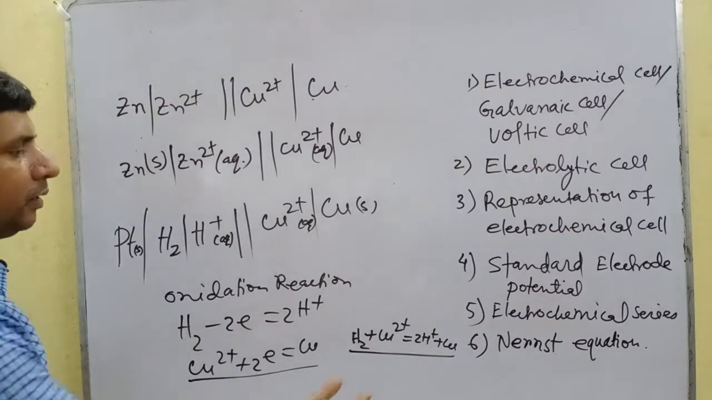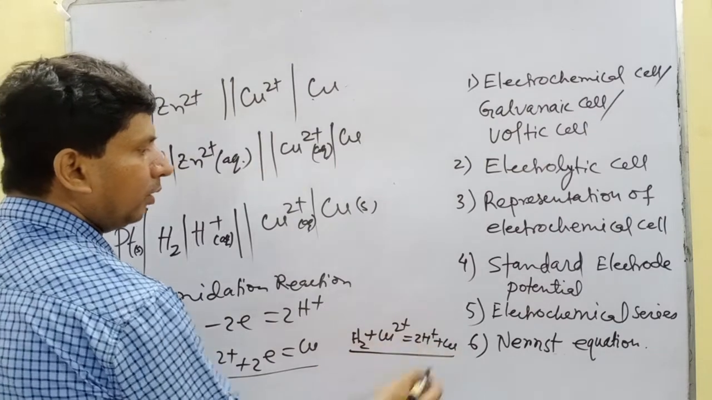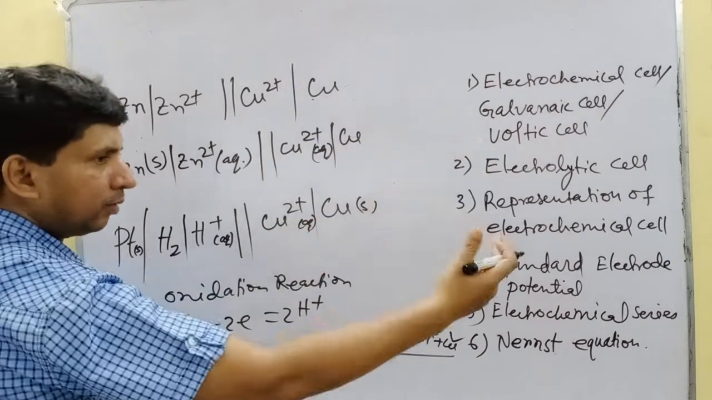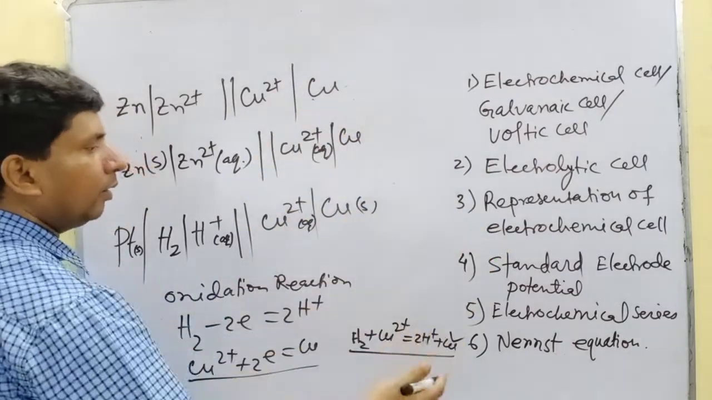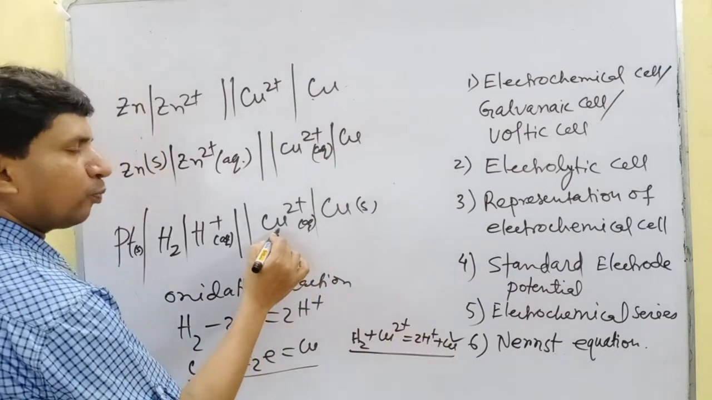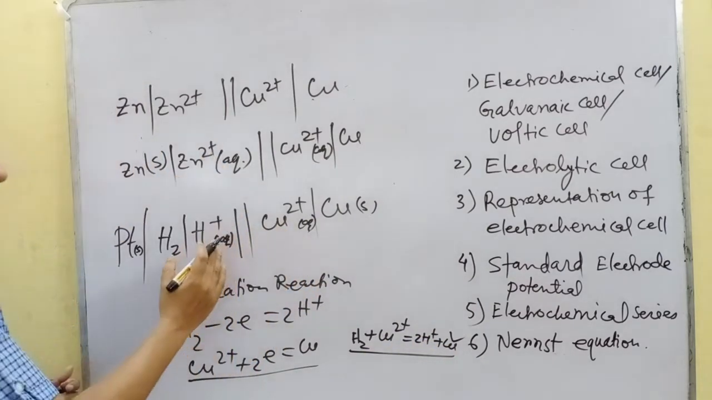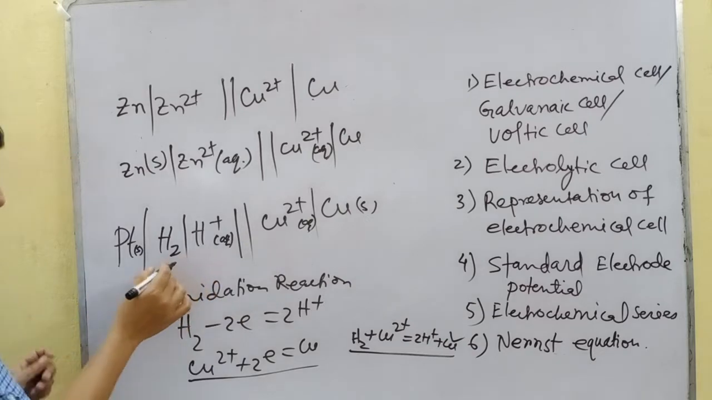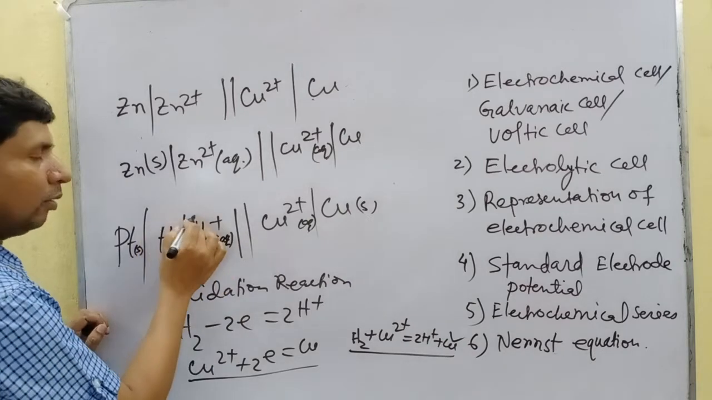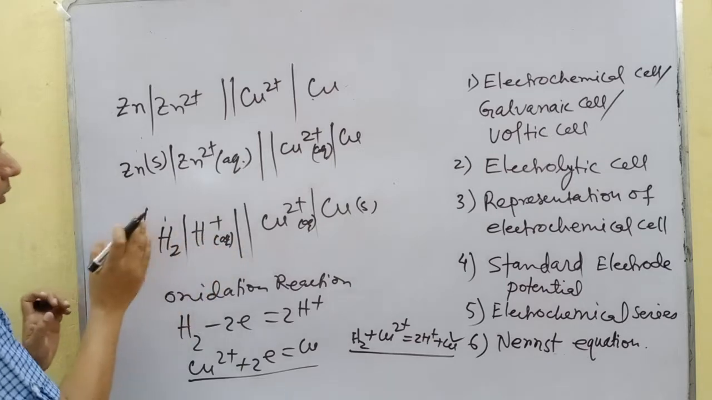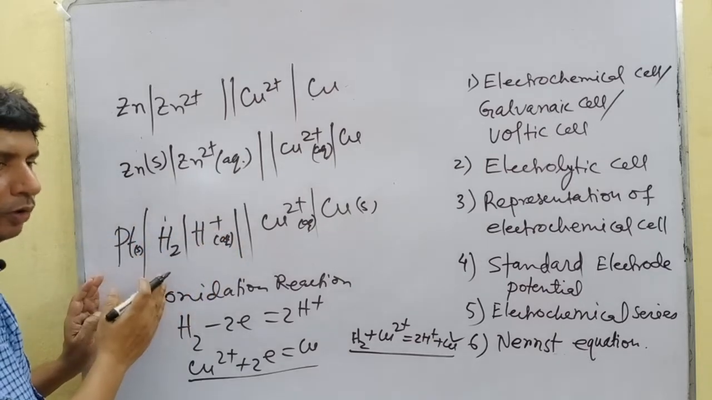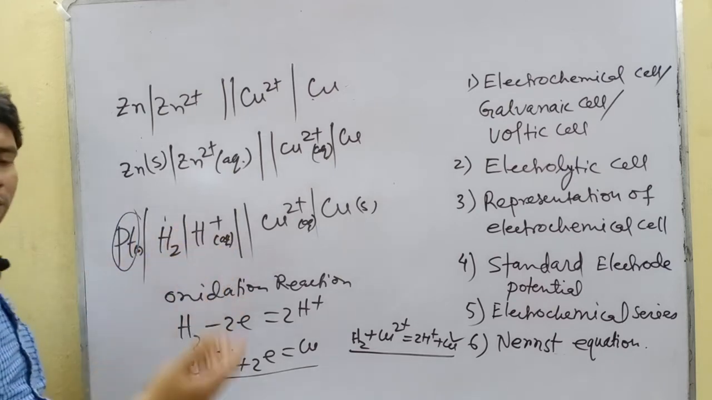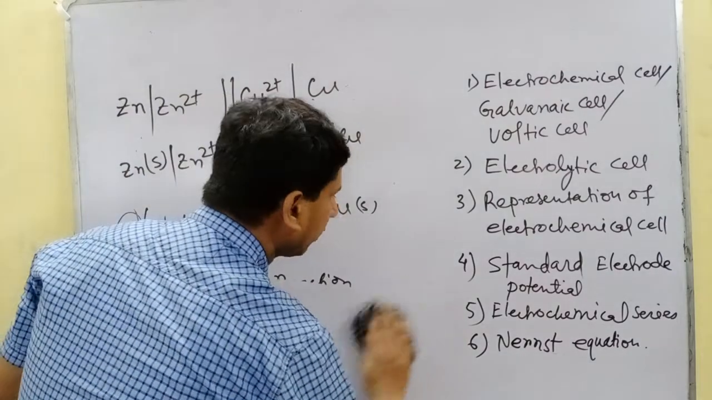And how we can represent this? This is actually reduction, so the reduced product at first we write in the right hand side, then from where it is reduced, that is from copper 2 plus, then double bar means this cell is separated by salt bridge, then H plus comes from H2, and since there is no anode rod, then we can use a platinum rod, okay, since it is a gaseous system. Clear?